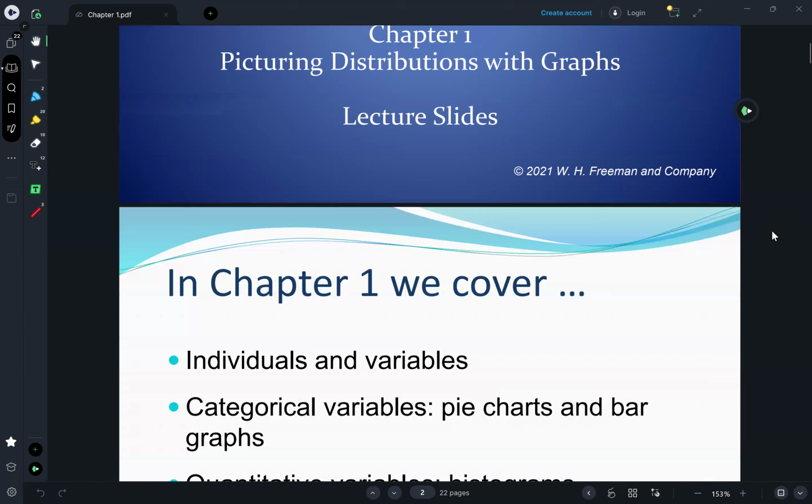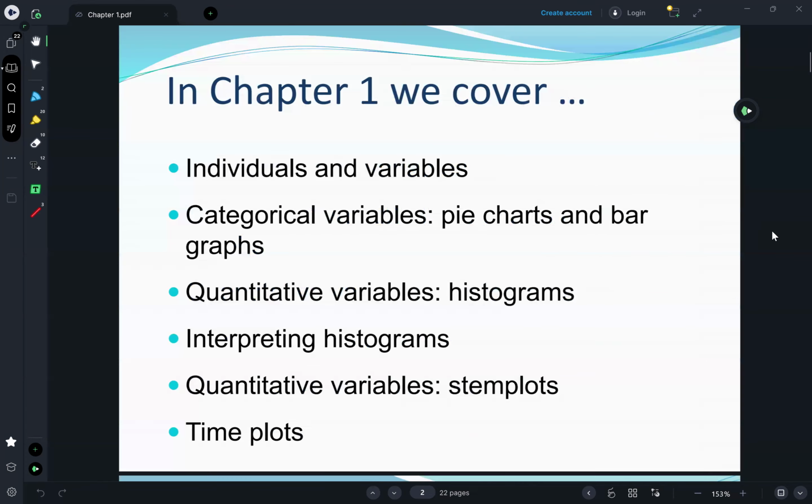And in this chapter, we talk about some of the terminology that we will use throughout the course, such as individuals and variables and what those are, categorical variables, that's when we use pie charts and bar graphs, quantitative variables, that's when we use histograms, interpreting histograms, what do they mean? What can we get from those? What kind of findings can we interpret and get from those graphs?